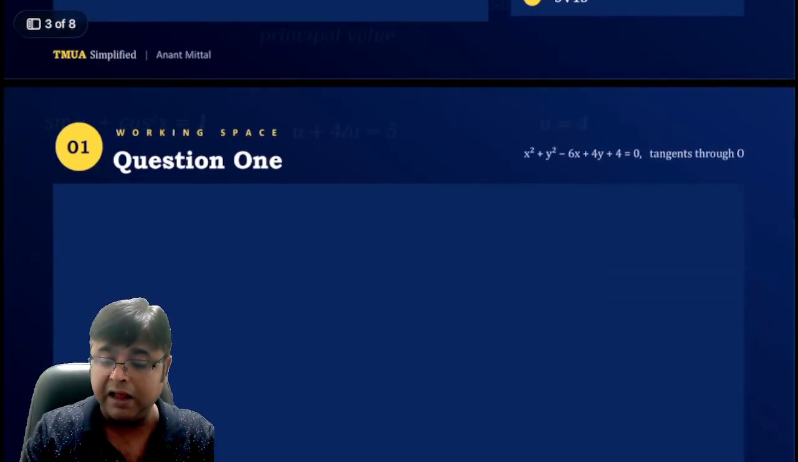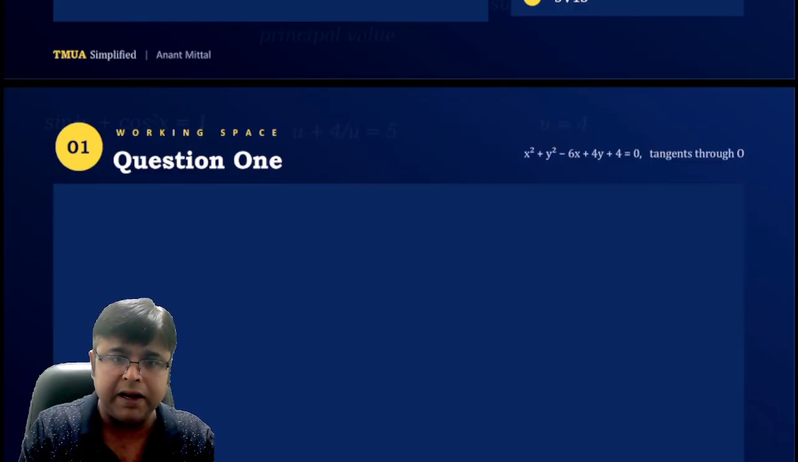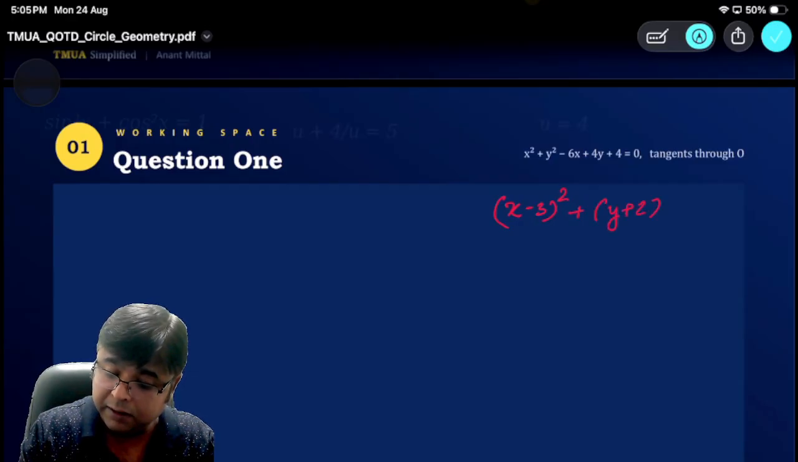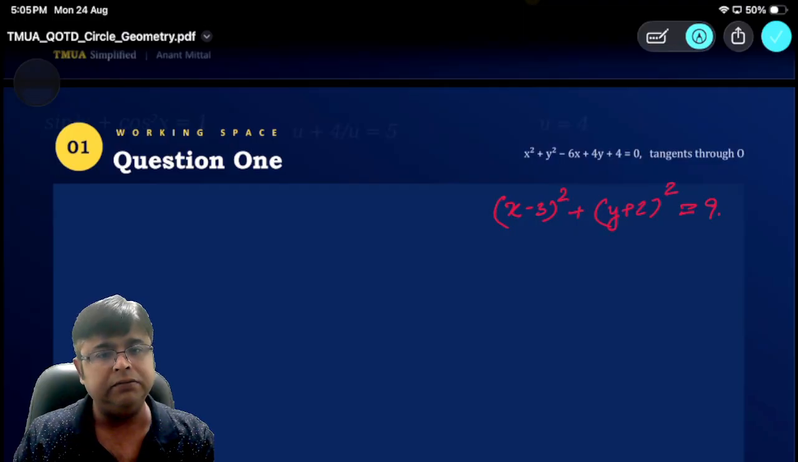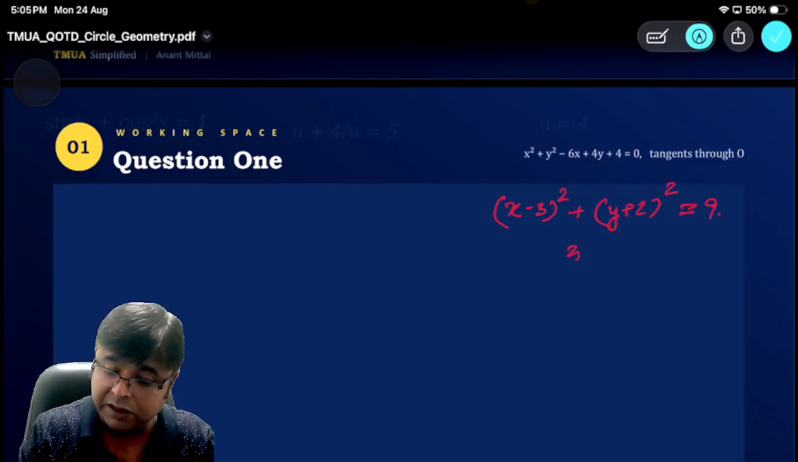Now, since the equation I have is this, if I complete the square and put it in the form of (x minus h) whole square and so on, it will become (x minus 3) whole square plus (y plus 2) whole square, and it will be equal to 9, minus 9 minus 4 on the other side. This you all must be knowing, right? So the center of this circle is (3, minus 2) and the radius is 3.